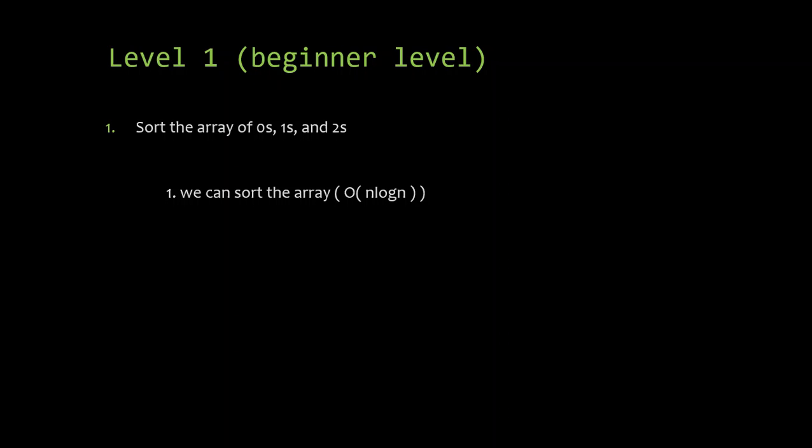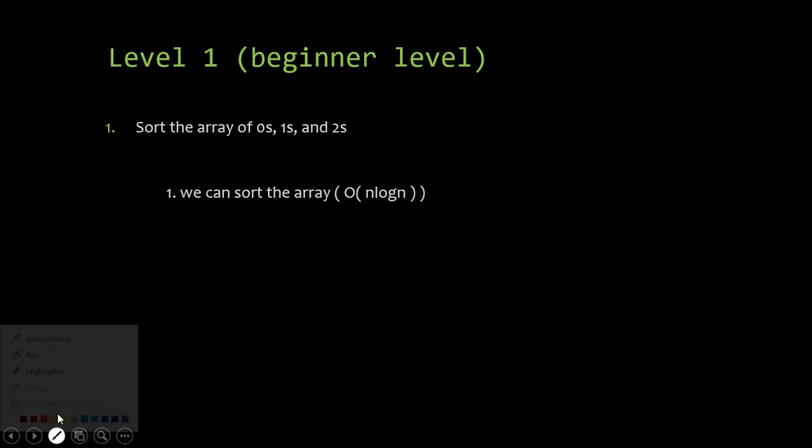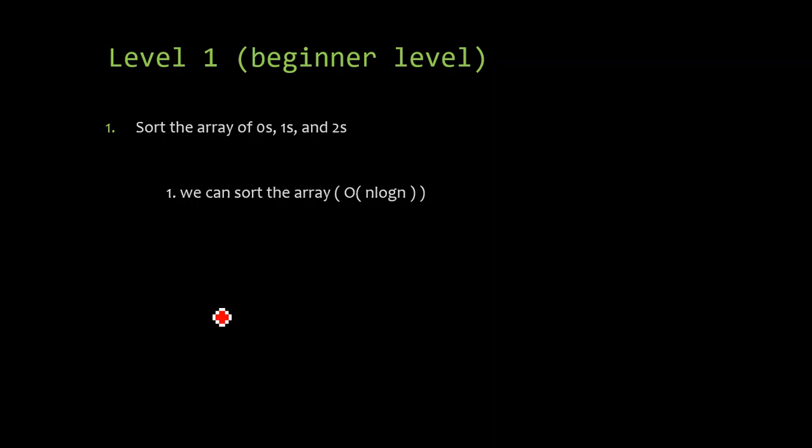One is the basic simple approach, which is the simple sorting, and simple sorting takes n log n complexity, as you all know. But the catch in this question is that we have to do the sorting with time complexity of big O of n. We know general sorting gives only n log n.